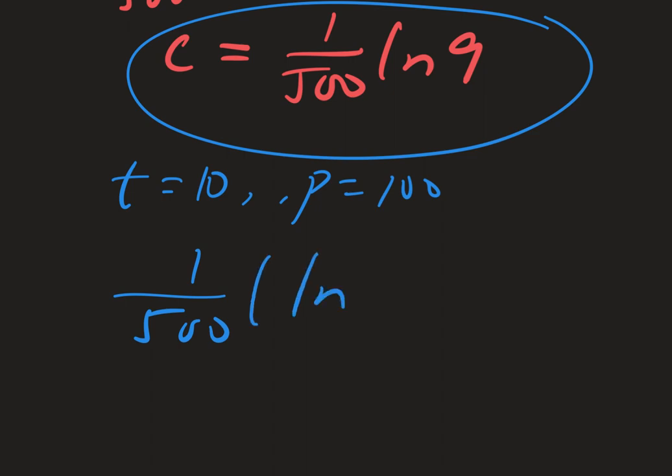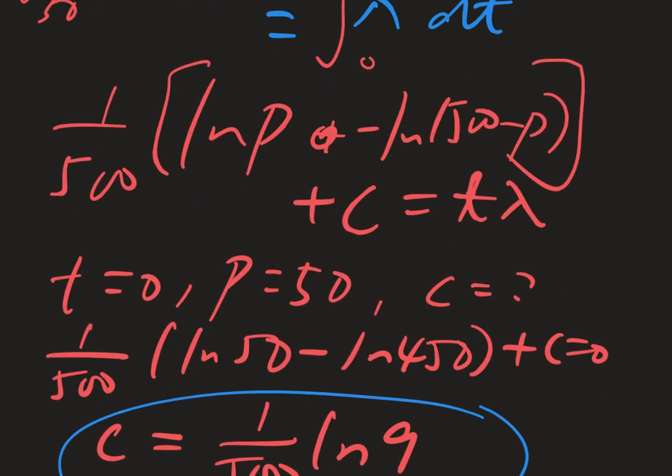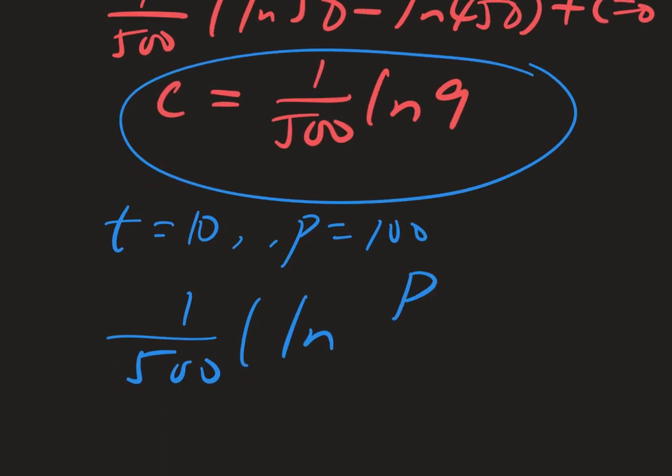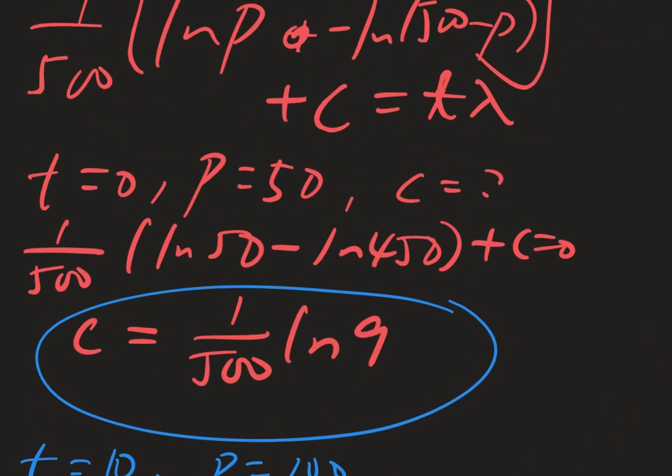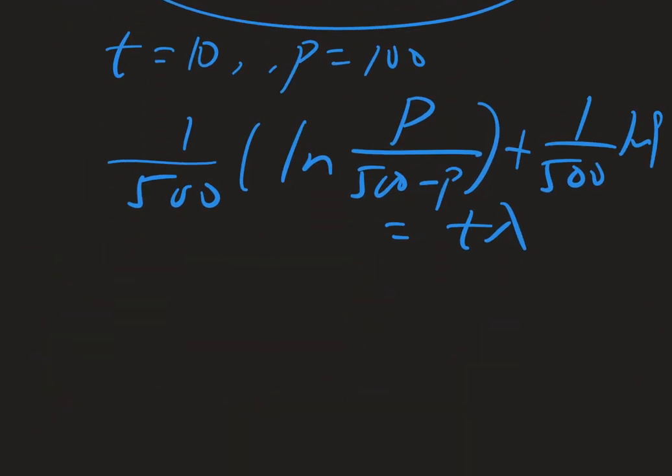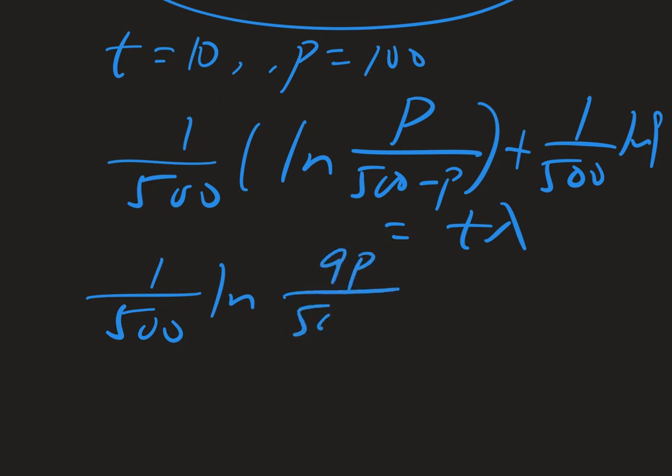ln p over 500 minus p. Okay, we write properly first, plus 500 ln 9 is equal to t times lambda. Got it? Okay, as simplified as possible. Don't make it complicated. When you do this equation, try not to use a calculator, because I think the whole objective here is not to teach you how to use a calculator. Calculator is so easy to use, when you go to an engineering or financial course, I think you will know how to use it.